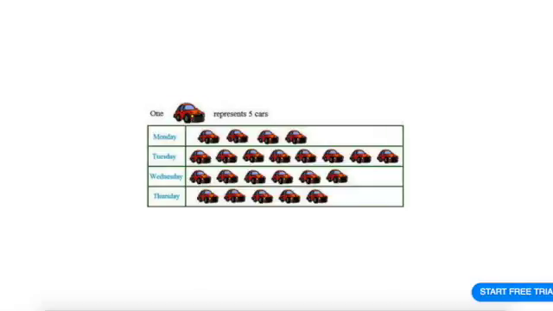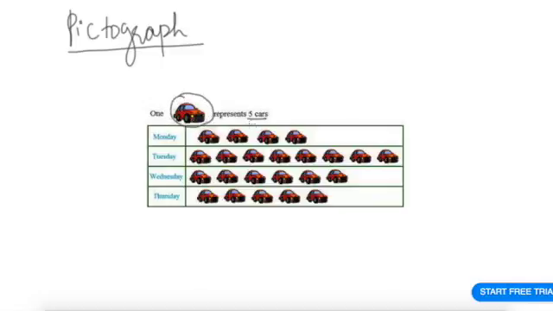Now let us understand what is a pictograph. Now pictograph is something like this. In a pictograph, what you see here is a representation given in the form of a picture. Now one car here is equivalent to 5 cars, which means if I represent one car, it should be assumed as 5. So on Monday it is 5 plus 5 is 10, plus 5 is 15, plus 5 is equal to 20 cars.